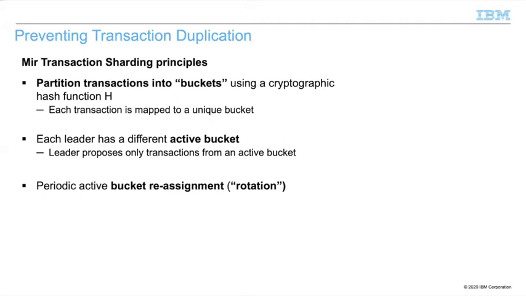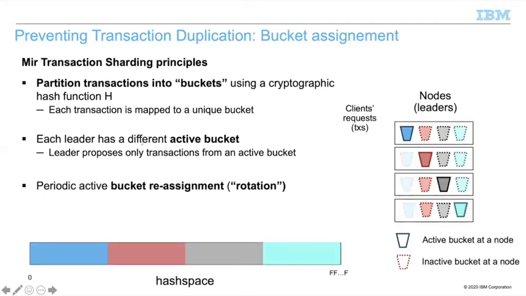And periodically, we do what we call bucket reassignment or bucket rotation. So let's see how this looks in an example. So here I have 4 nodes. I have just 4 buckets.